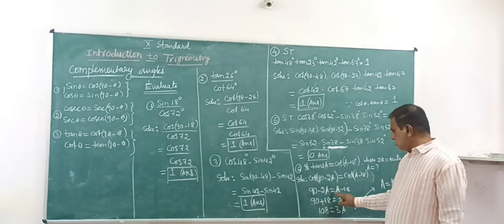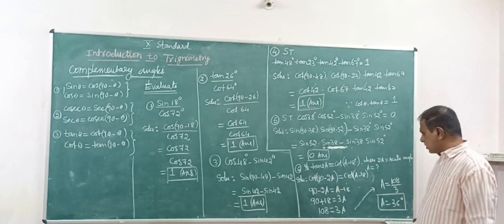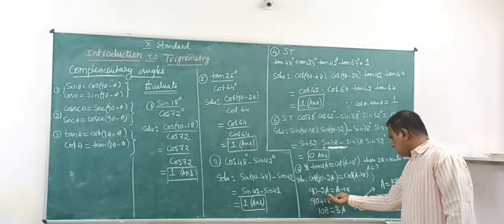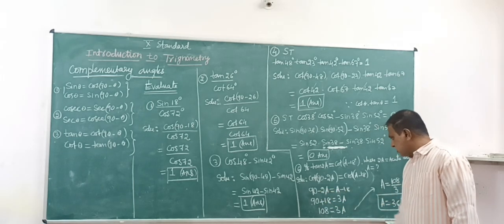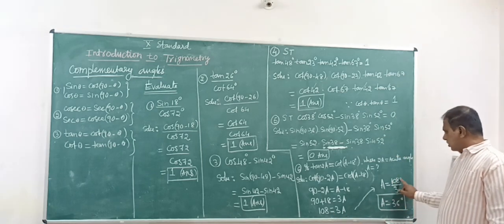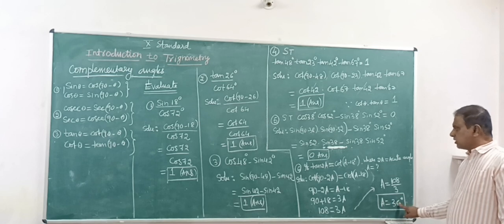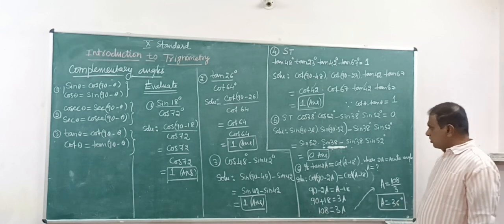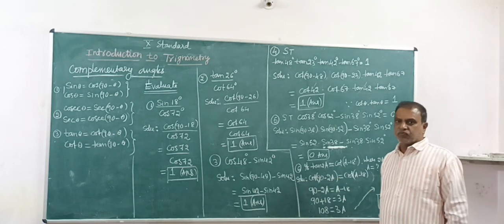90 minus 2a equals a minus 18. Simplify this algebra. Take a to this side, 18 to this side. Minus becomes plus, minus becomes plus. 108 equals 3a. What is a? 108 by 3, a equals 36 degrees. This is how the value of a is evaluated in a problem of this type.